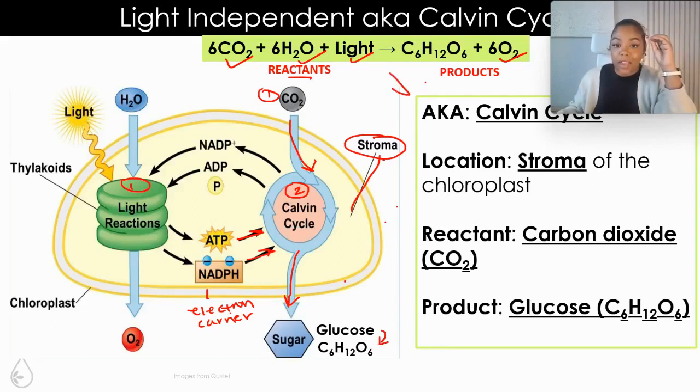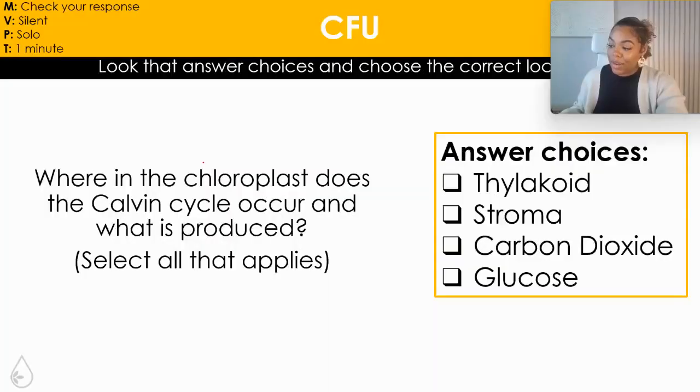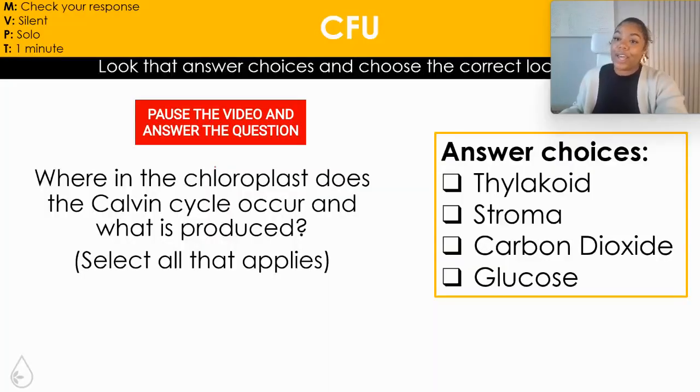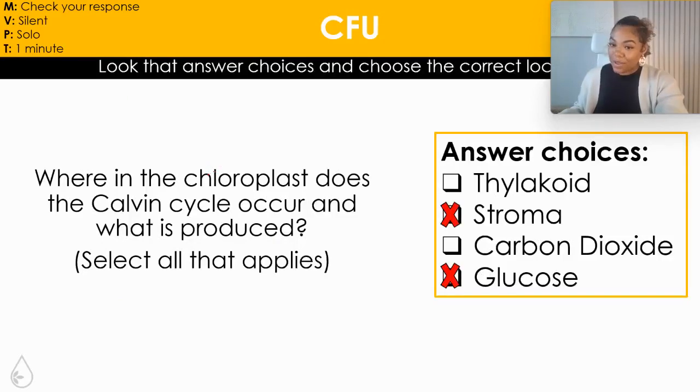The main thing you need to take away is knowing the Calvin cycle happens in the stroma of the chloroplast, the reactant is carbon dioxide, and the product is glucose. That is the main thing you need to know. So now that we did that second and final stage, go ahead and answer this question here. Pause the video and see if you can get it right. You should have picked stroma and glucose.